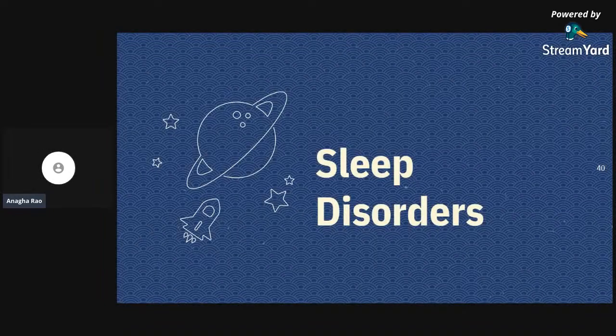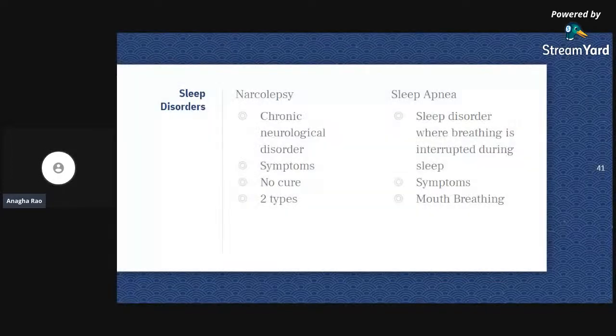Sleep disorders. Now that I've talked a little bit about how to get good sleep, let's talk about some sleep problems and disorders. First of all, we have narcolepsy. Narcolepsy is a chronic neurological disorder. People feel rested throughout the day, so they get a good night of sleep, but then during the day, maybe in class, they doze off suddenly. And this can cause our brain to enter REM sleep 15 minutes after sleeping.